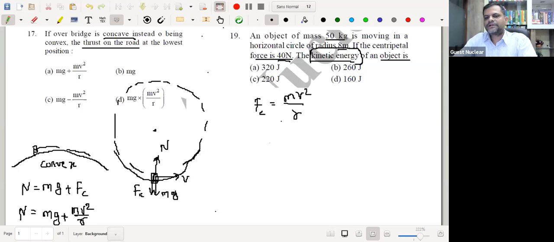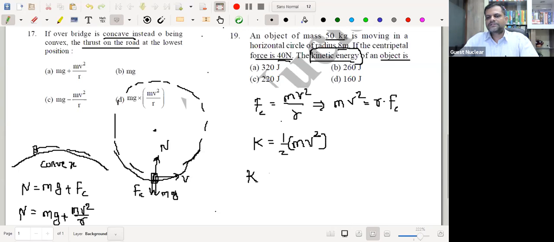What is the relationship between kinetic energy and centripetal force? See, kinetic energy happens to be half mv square. Isn't this mv square present here? So from this formula, we can calculate the value of mv square as r into Fc, correct hai? And if we put this value of mv square here, then we get kinetic energy to be simply half into r into Fc. So kinetic energy becomes equal to half into r into Fc.